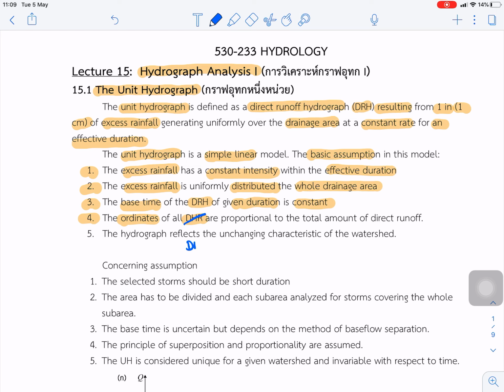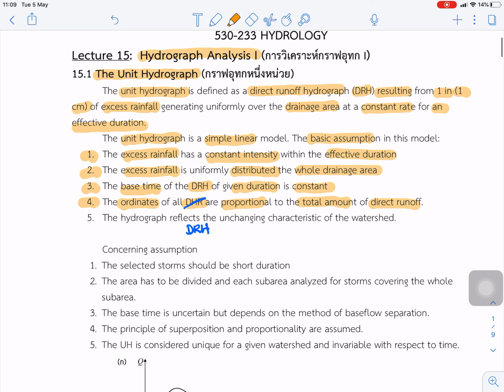are proportional to the total amount of the direct runoff. And fifth, the hydrograph reflects the unchanged characteristics of the watershed.